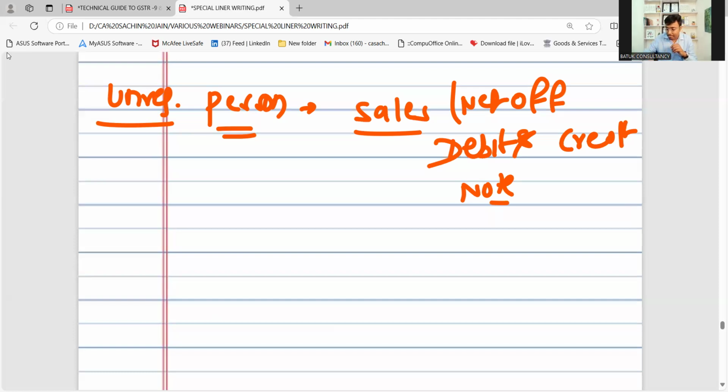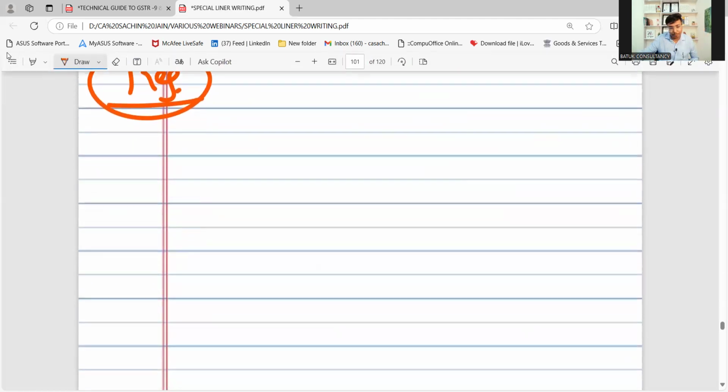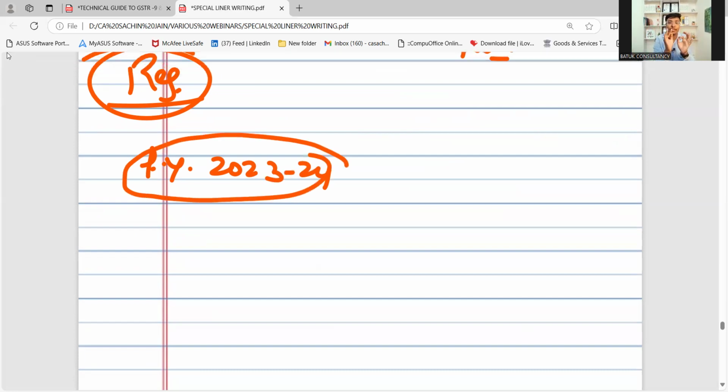But related to registered persons, if there is any sales return, if there is any enhancement in the sales, in such a scenario, we need to show it in the GSTR9 return separately under the credit note or debit note option. Okay. There may be chances that during that particular financial year, related to the financial year 2023-24, I have made certain amendments.